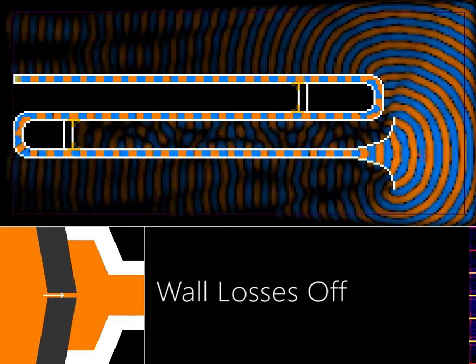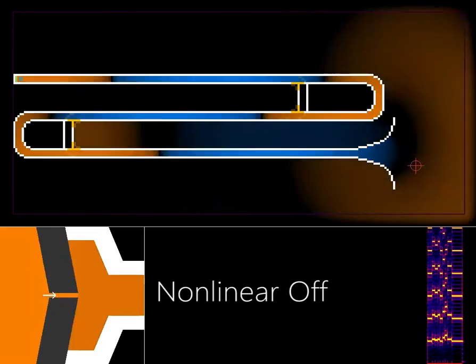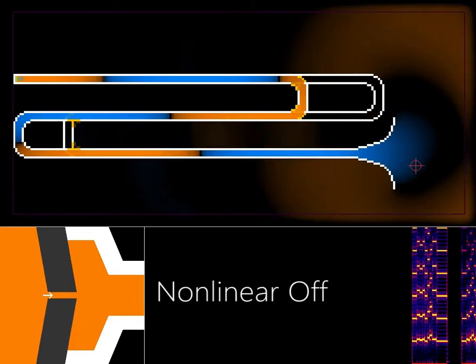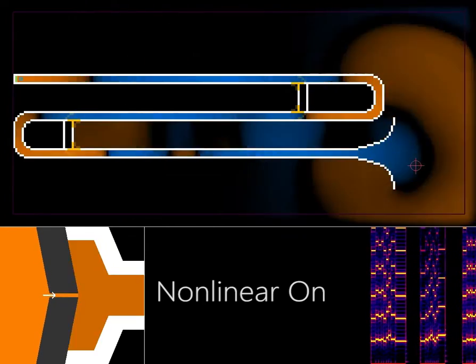Wall losses are essential to avoid parasitic high-frequency resonance. Without nonlinear propagation, the sound lacks the richness of brass instruments. The bell is also crucial to sound quality.